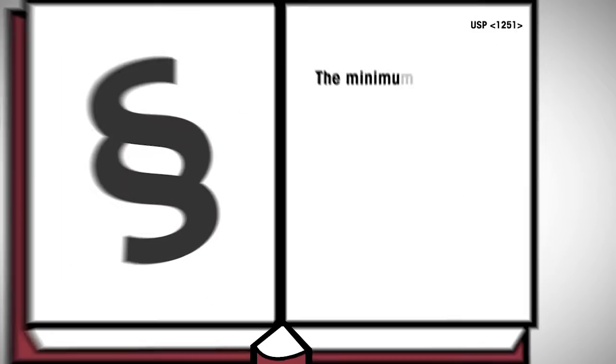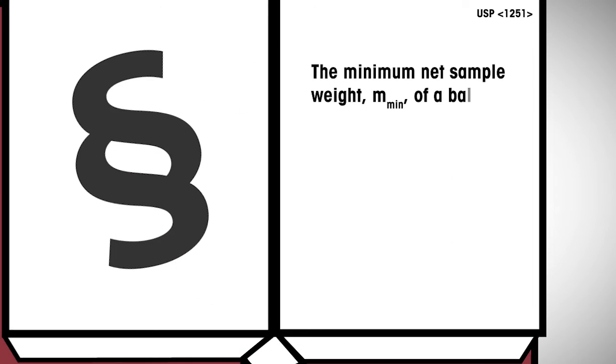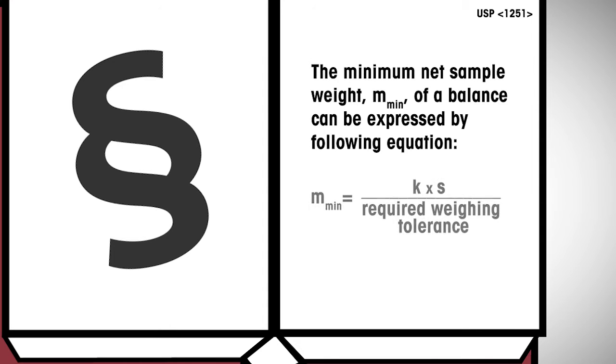The last thing you should know about the new USP weighing chapters is how to avoid weighing errors. The minimum net sample weight, M-min, of a balance can be expressed by the following equation. We've already seen the Chapter 41 criteria for repeatability. Solving this equation for the mass yields that the minimum weight must be equal to or larger than 2000 times S.